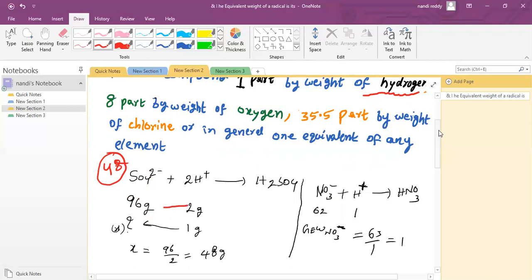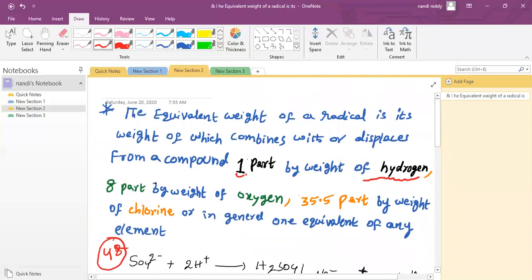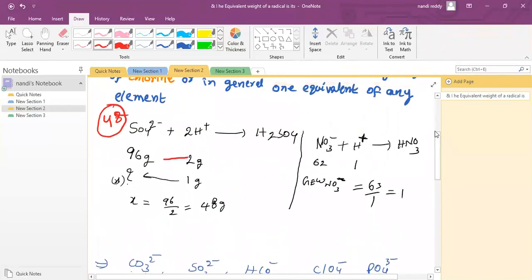But according to our definition, only one part, and one part we can consider as 1 gram. So 96 grams combines with 2 grams, then 1 gram equals how much? Then X equals 48. Clear? So this is the equivalent weight of the sulfate ion. We get this using the n factor 2. Equivalent weight equals gram molecular mass by n factor. Here the n factor is 2, that is the reason we got 48.